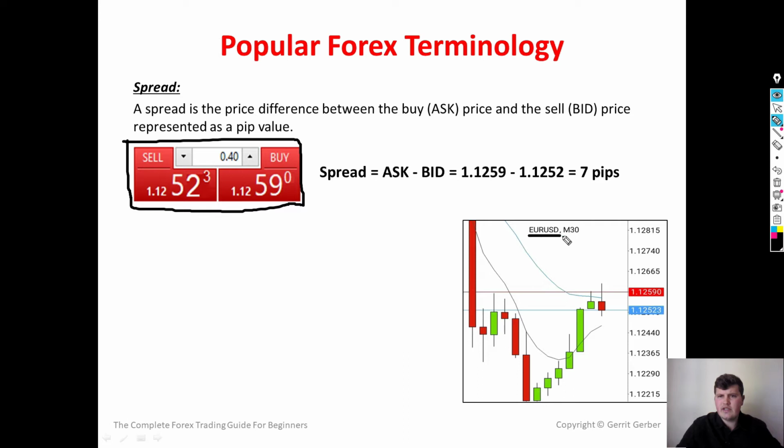Or you will see something like this. This is the Euro USD on a 30-minute time frame, where you will be shown the buy or the ask price here in red, and the sell or the bid price here in blue. And the difference between the ask and the bid price is then your spread, and that would be equal to 7 pips. So this difference over here is then your spread.